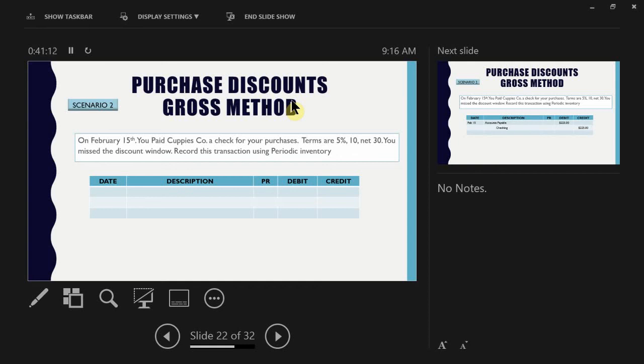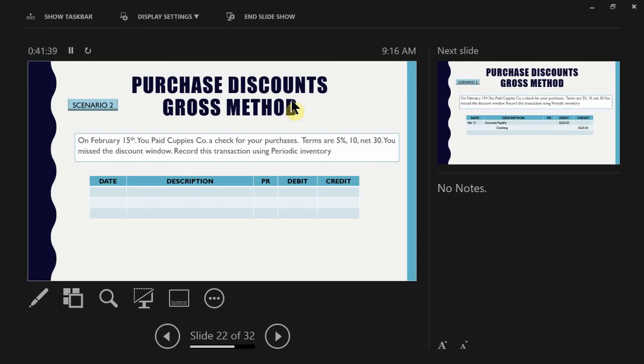So now let's actually look at this discount. Did we make the discount period? No, we missed it. So then how do I record this payment? Even though I am within the 30 days, I still was responsible to pay for what I purchased. However, I missed the discount. I missed the discount by 5 days. So how am I going to record this payment?